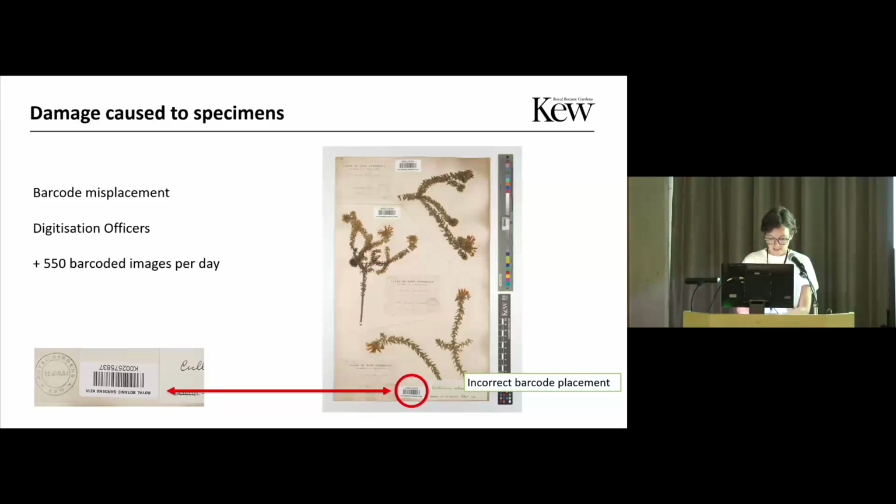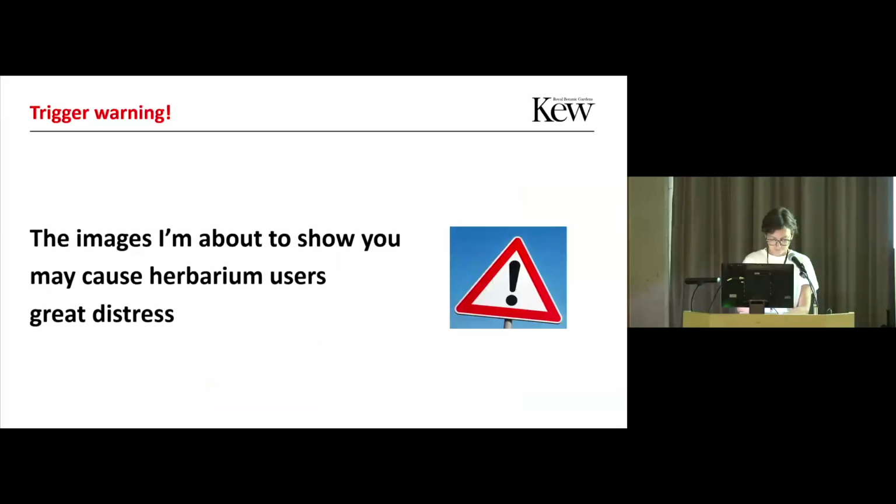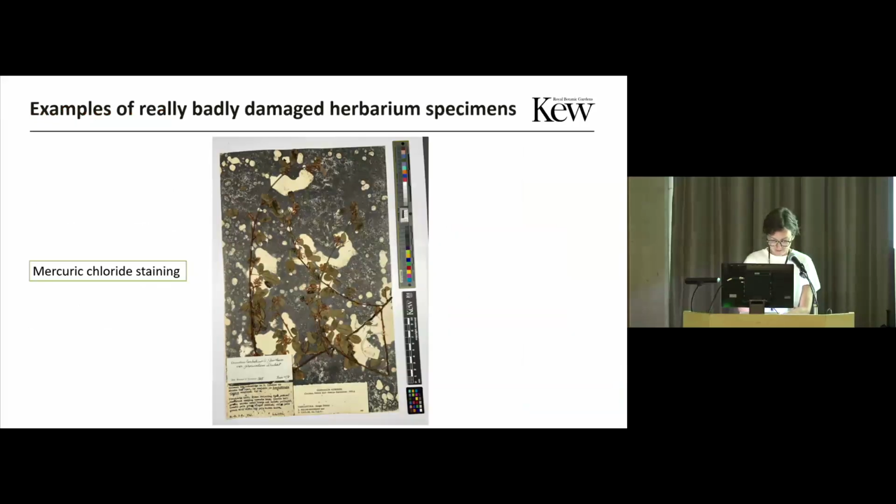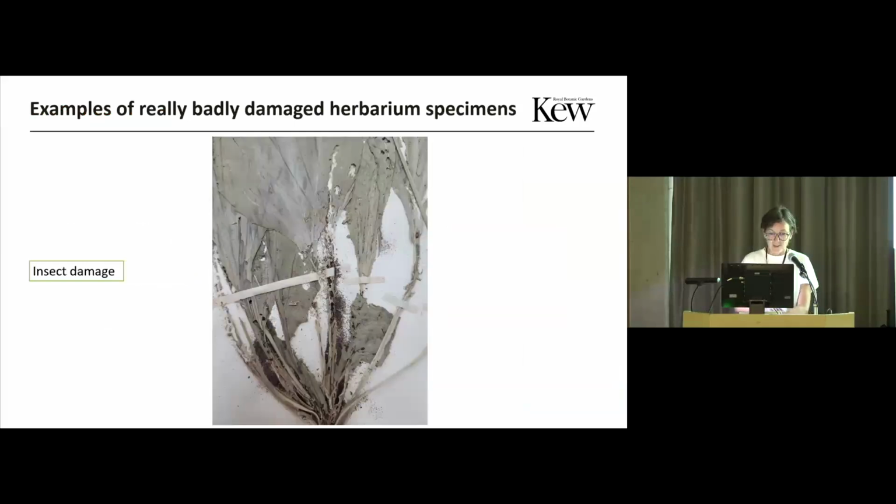I'd like to take this moment to thank all the digitisers for their incredible patience and care of our collections. Trigger warning. These images I'm about to show you may cause some distress. Here we go. Mostly they've been extracted as a result of imaging the specimens. This is mercuric chloride staining on the sheet. Bit of insect damage. I think that might have been in Alison's slide earlier.